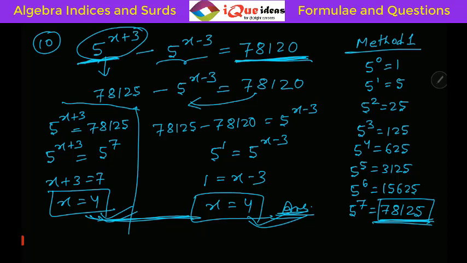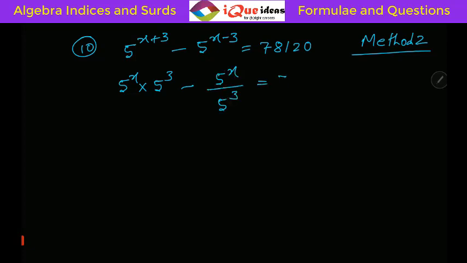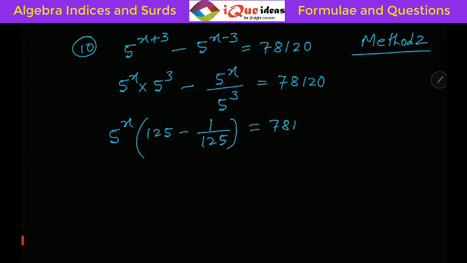Okay, now let's take second method for the same question. Now we take up method 2 for the same question. Let's see how it goes. The normal conventional process, separate them. So 5 raised to the power x into 5 raised to the power 3, because the power is x plus 3. Second one, 5 raised to x minus 3. It can be written as 5 raised to the power x divided by 5 raised to the power 3 equal to 78120. Right? If you take 5 raised to the power x common, you will have 5 raised to 3, that is 125, minus 5 raised to x has gone out. So 1 upon 5 cube, that is 125, equal to 78120.